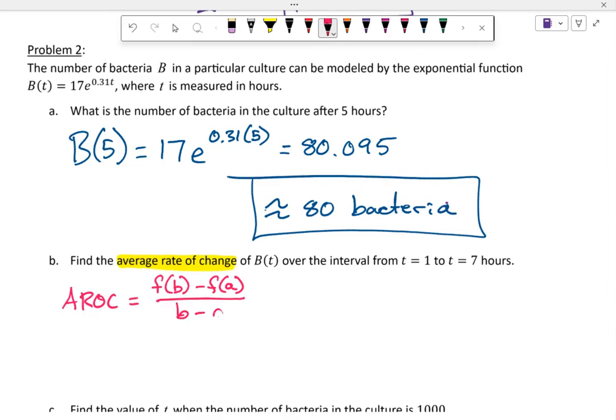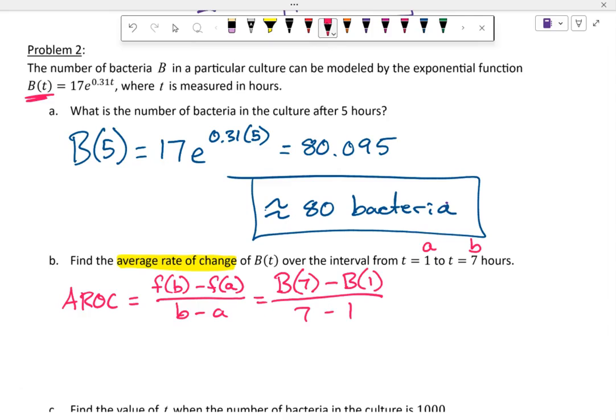Good job. Now let's go ahead in terms of what we have here. What is our f? What's our function? It's the B of t, right? So that would be capital B, B of, what is our lowercase b, the a and the b? What's the b for this one? It's 7, right? Remember our interval a to b, 1 to 7. So that would be 7. So B of 7 minus B of 1 over 7 minus 1.